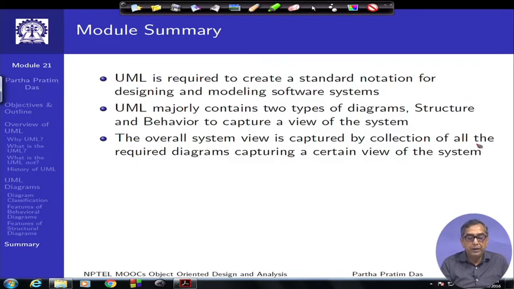So, with this overview, in the next module we will take a brief look into the basic design and implementation process of the software, to realize how we can start using these diagrams, and then we will move into the discussions on specific diagrams.